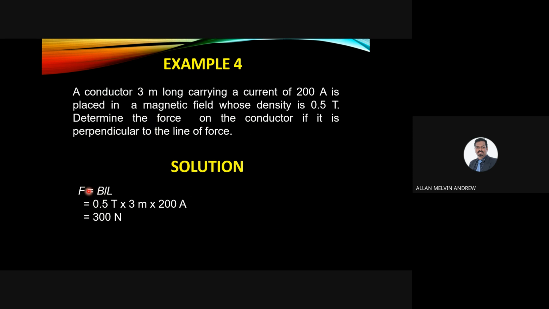We want to determine the force, so we use the formula F equals B I L. B is 0.5, L is 3 meters, and I is 200 amperes. When we solve it, we get 300 Newton.